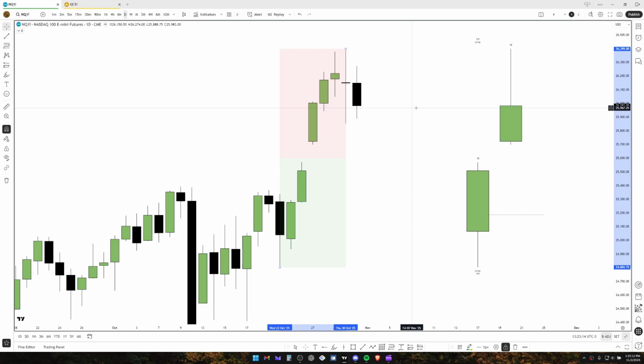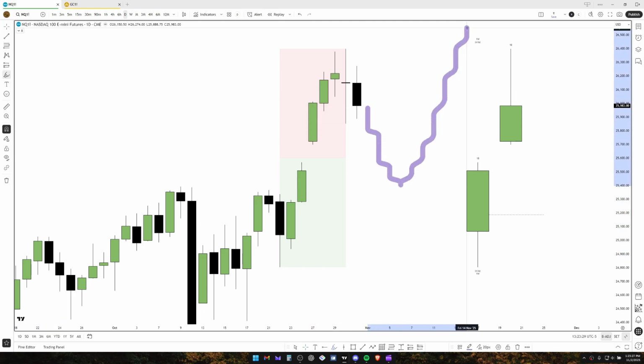And now from there, we need a pullback. The excitement is over. We need people, liquidity built up for the upside, so that then we can come back to the upside, because we're still bullish in the higher time frame.